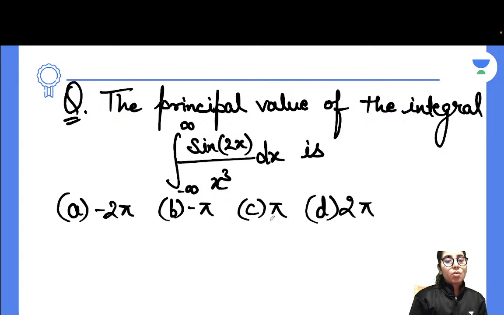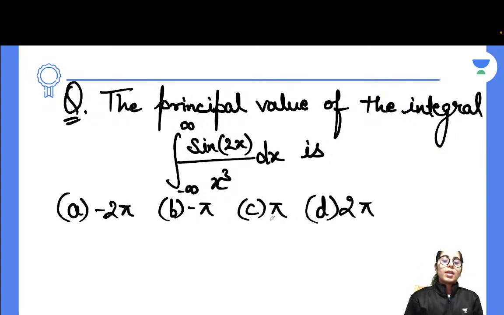But if anything is not clear to you or anywhere you have a doubt, we will surely go ahead with the discussion and talk about that part then. So this is a question from the contour integration.